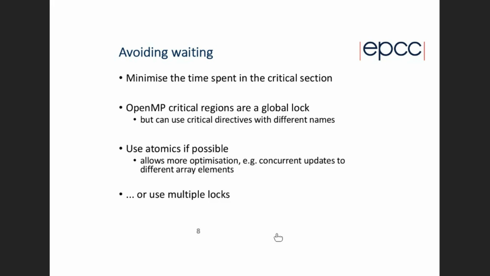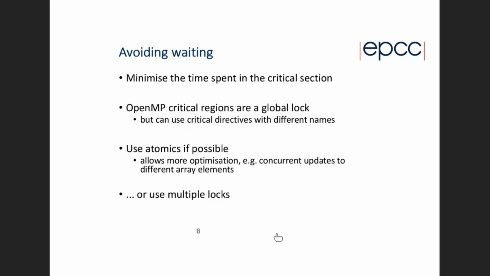In OpenMP, critical regions effectively use a global lock. But if you're trying to protect different shared variables, for example, in different parts of the code that don't need mutual protection, you can use critical directives with different names. Not a very common use case. Much better is to try and use atomics, if at all possible. That allows a lot more optimization.